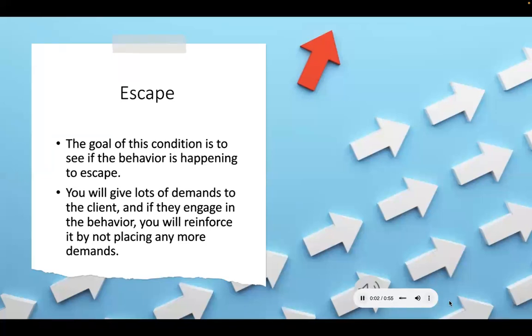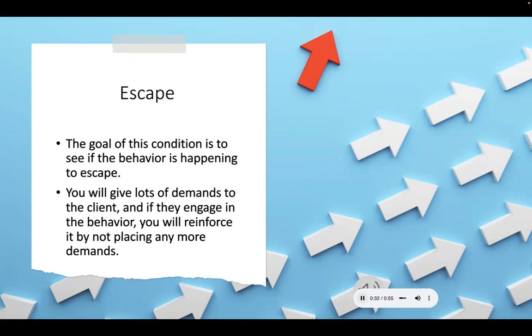Escape. This condition is to see if the behavior is happening to escape. You will give lots of demands to the client, and if they engage in the behavior, you will reinforce it by not placing any more demands. For example, like the last one, you will place various and multiple demands on the client, and if you run out of demands or you can't think of any, you can prompt responses.